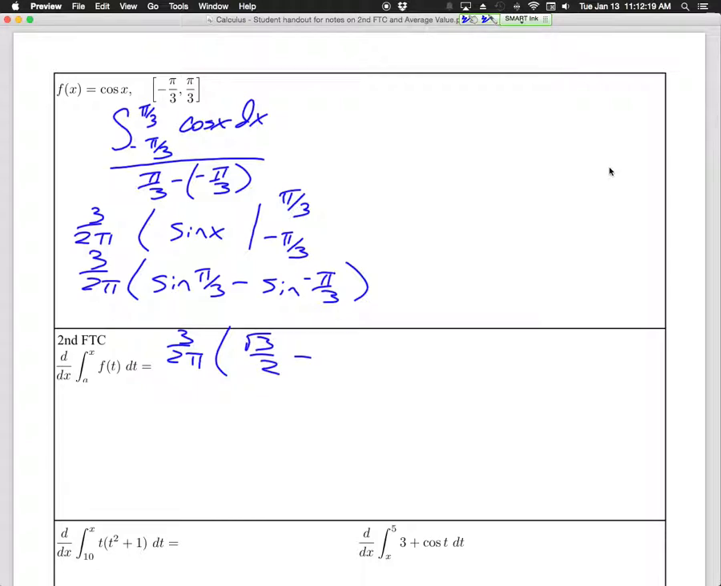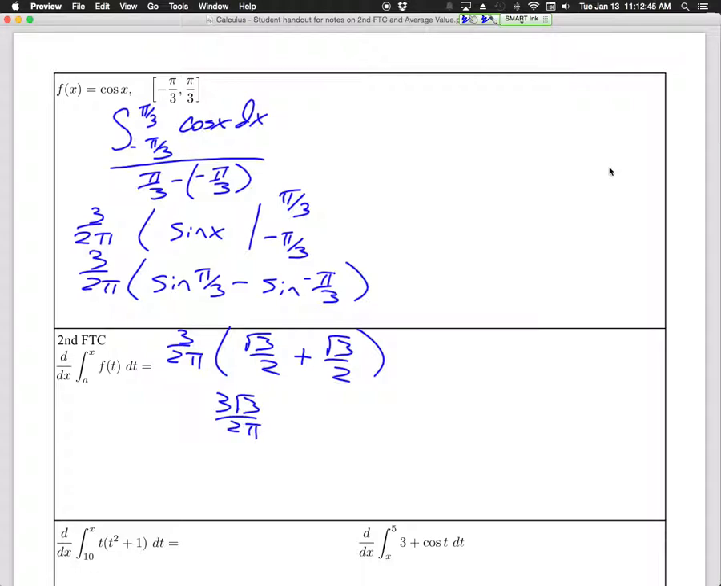Okay, what about this one on the right where it's a negative pi over 3? Negative. Makes it negative, so it's going to end up being positive. So what's the square root of 3 over 2 plus the square root of 3 over 2? Just the square root of 3. So I end up with 3 square root of 3 over 2 pi.